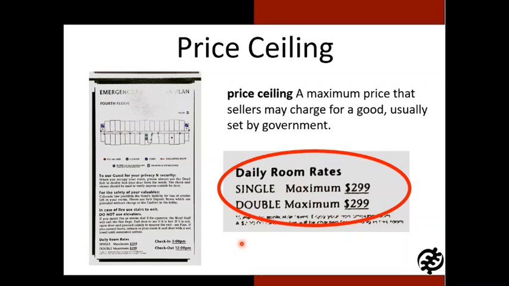That's a price ceiling. Now, whenever the price ceiling is binding, whenever the price ceiling comes into effect, price no longer answers the question of who gets what. Something else has to answer that question.